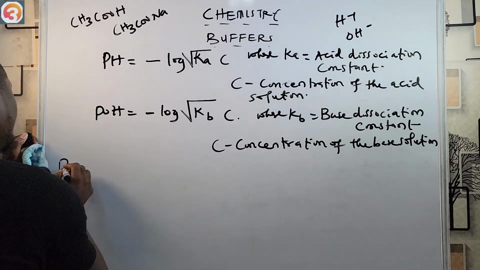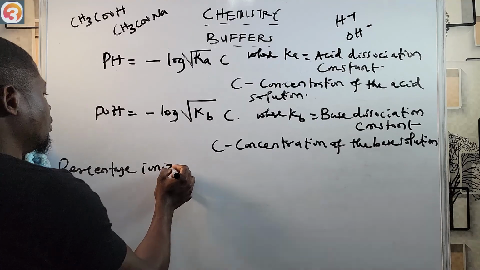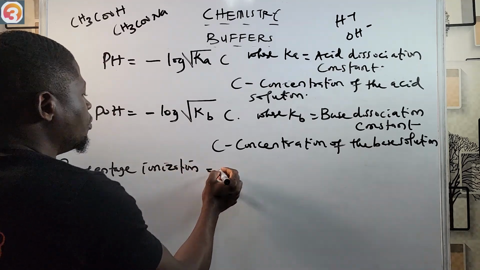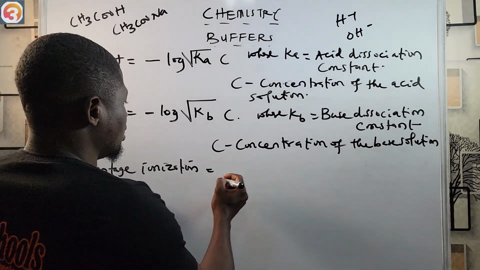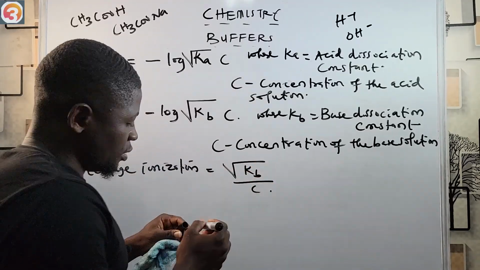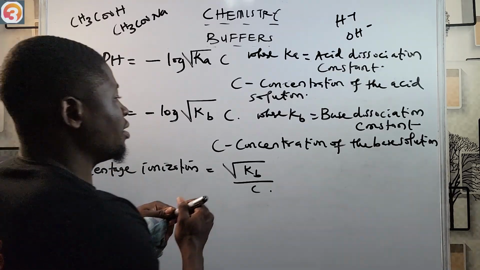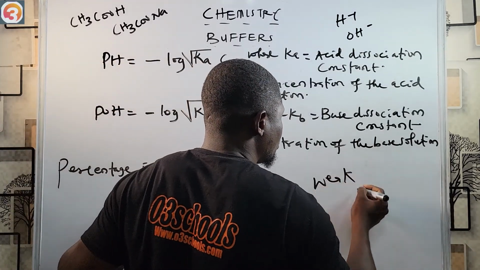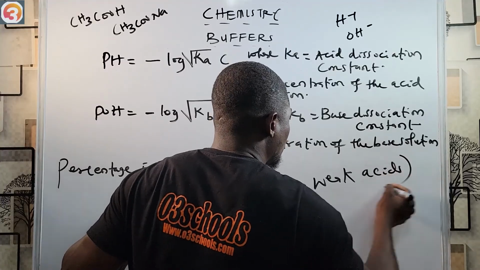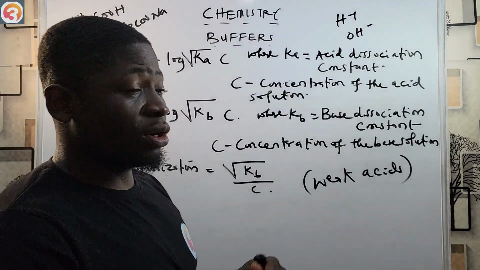Then we have something we call percentage ionization. So percentage ionization is equal to the square root of Kb over C. So please note all these formulas for doing calculations on weak acids. All right, the formulas are very valid.